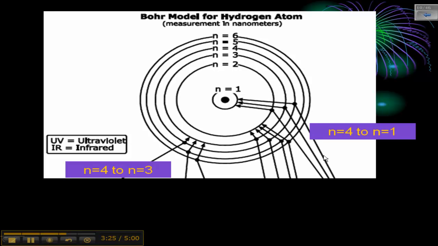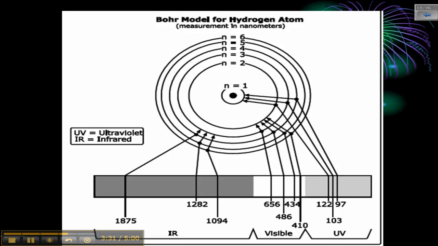Now what we're going to do is we're going to follow these lines down. So I'm going to show you the rest of this. Alright, so here we go. So here where we have our 4 to 3 energy drop, we follow this line down here, and that tells us that our wavelength emitted is 1875 nanometers. This falls in the infrared part of the electromagnetic spectrum. If we look at our 4 to 1 drop, this energy emitted has a wavelength of 97 nanometers, and that falls in the ultraviolet region of the electromagnetic spectrum.